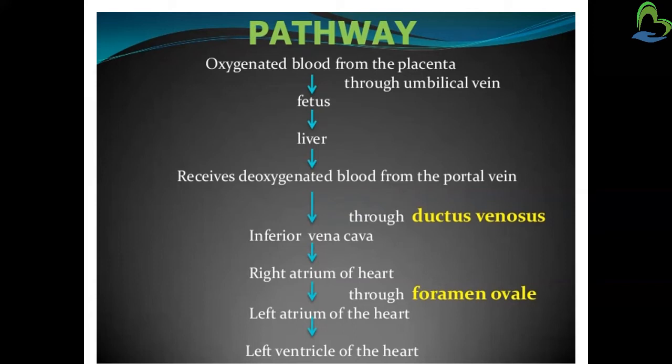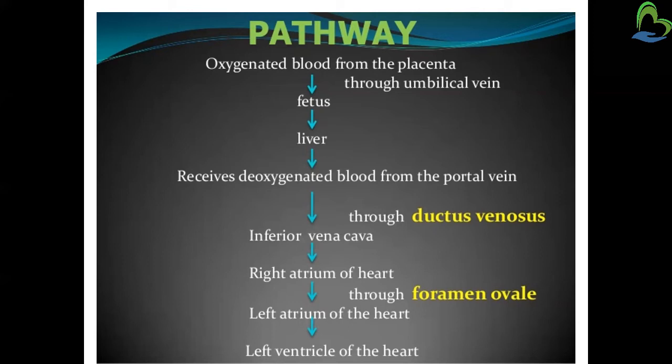Always remember that the vital circulation starts from the umbilical vein, because from the maternal placenta to the fetus we have to reach the oxygenated blood. So it starts from the umbilical vein, goes into the fetal liver and receives the deoxygenated blood from the portal vein. Then through the ductus venosus it goes into the inferior vena cava. From there, to the right atrium of the heart, and through the foramen ovale to the left atrium of the heart.